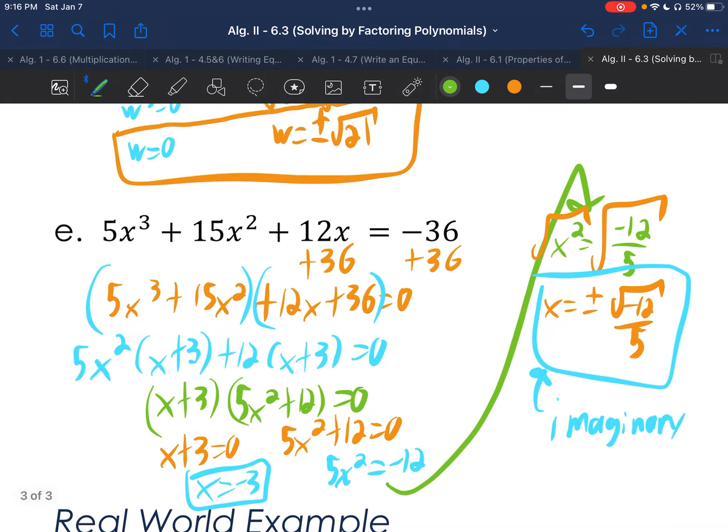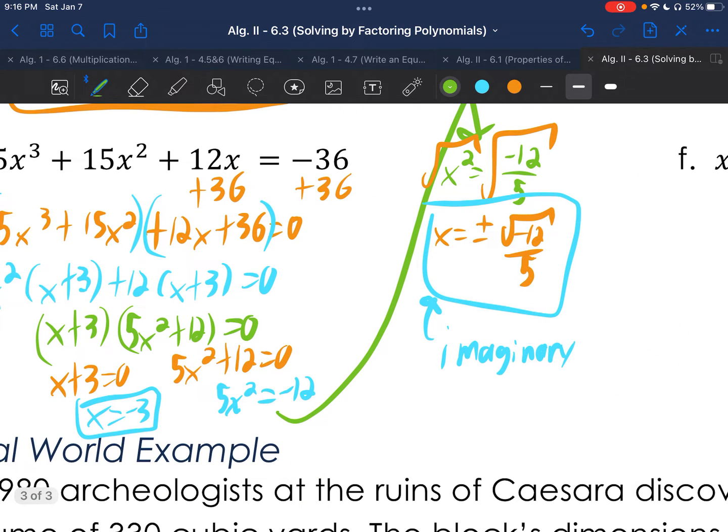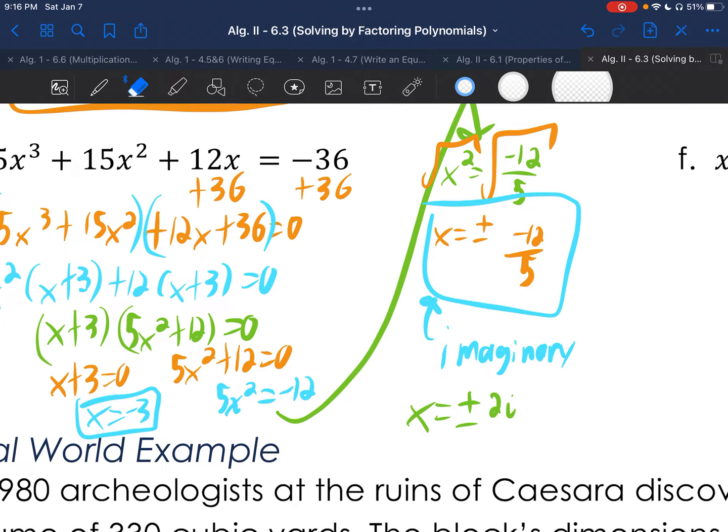If you were to take it further, you would end up getting this answer to end up being x equals positive or negative 2i times the square root. Oh, excuse me, before I continue, I messed up. The square root should be over the entire thing, or on the top and the bottom individually. This would end up being positive or negative 2i times the square root of 15 over 5.